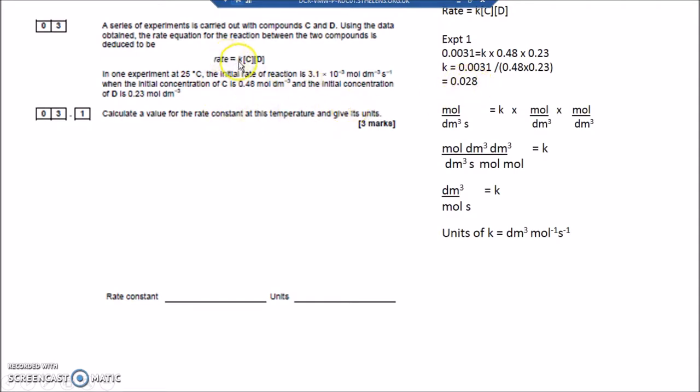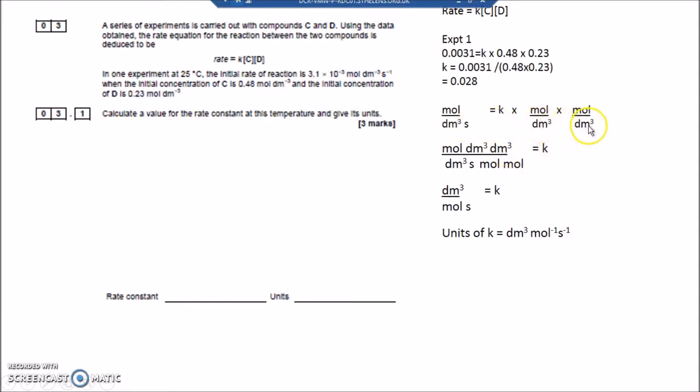Now we've got to work out the units of K. The units of K will change each time depending on the rate equation. So the rate is always mole divided by dm3 and also divided by a second. It's like concentration, but it's per second. It's divided by seconds on the bottom. That equals the rate constant. Concentration is in moles divided by dm3, and we've got two of them, the concentration of C and the concentration of D. So I've got moles divided by dm3 and moles divided by dm3.